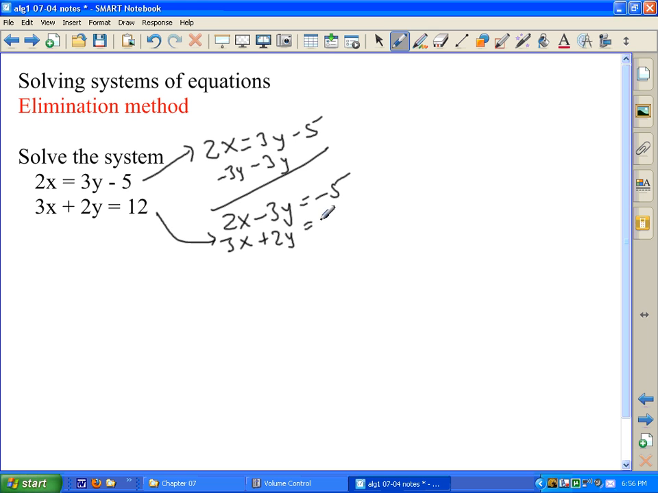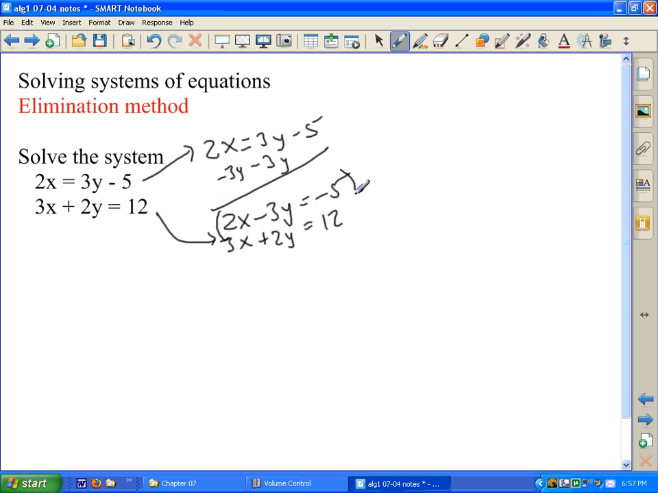And what we want is either the numbers in front of the x's to be opposites or the numbers in front of the y's. I'm going to choose to work on the y's because this is already negative and this is already positive. So then we look at the 3 and the 2 and we say, what is the smallest number that both 3 and 2 divide into? Well, that would be 6.